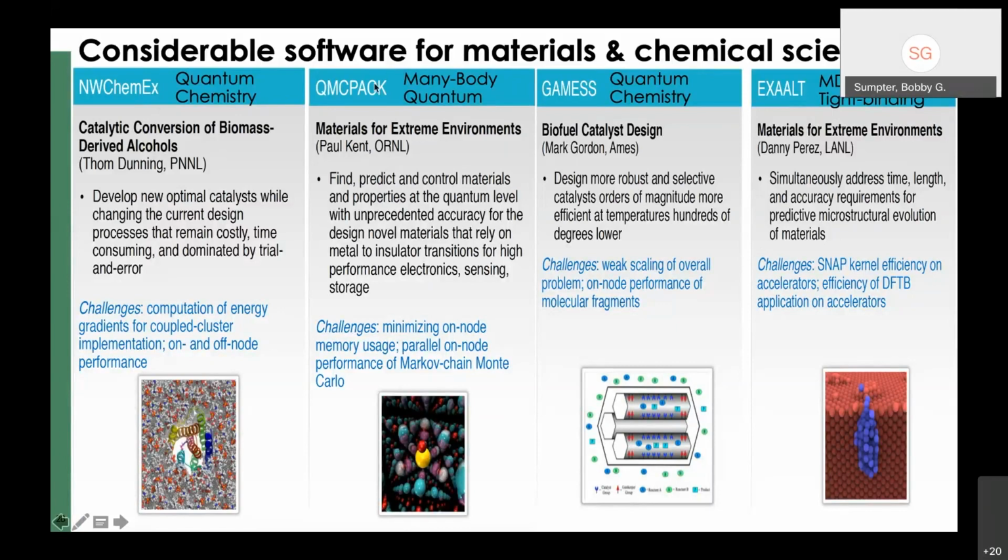There's many-body physics codes that can also do chemistry called quantum Monte Carlo, and that's solving the actual many-body problem, so it's the most accurate possible solutions you can get. GAMESS, which is a quantum chemistry code, to various versions of MD and tight binding.